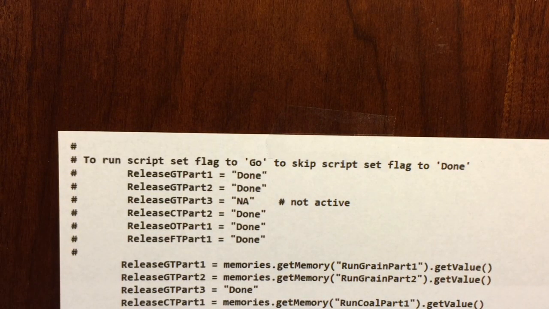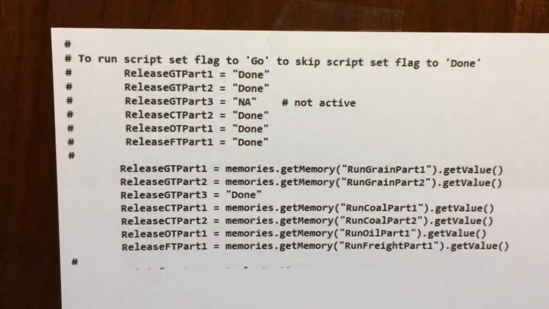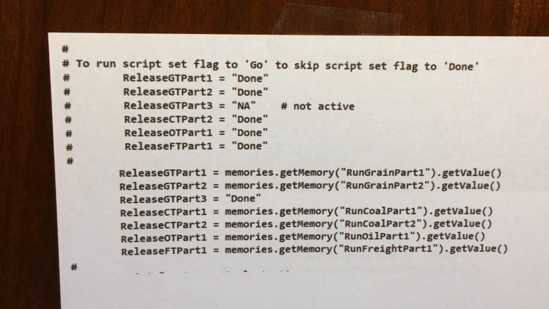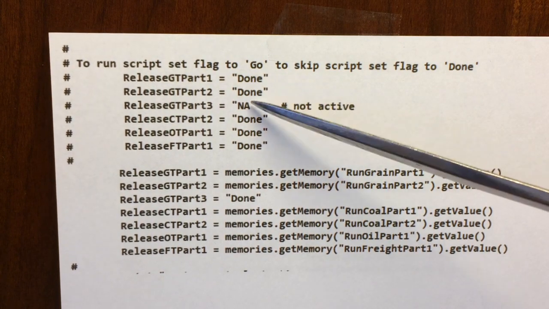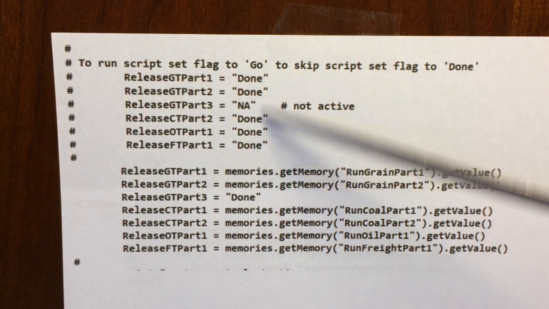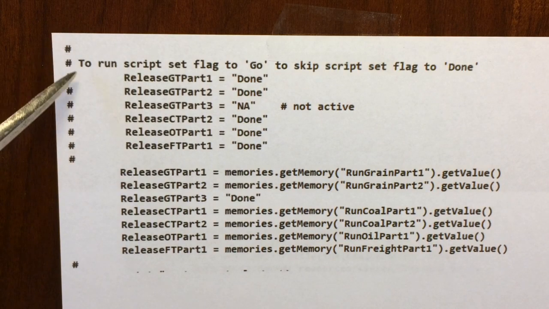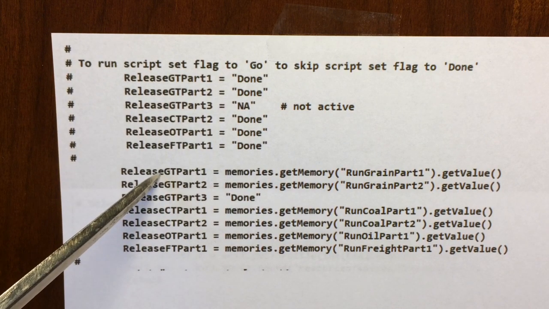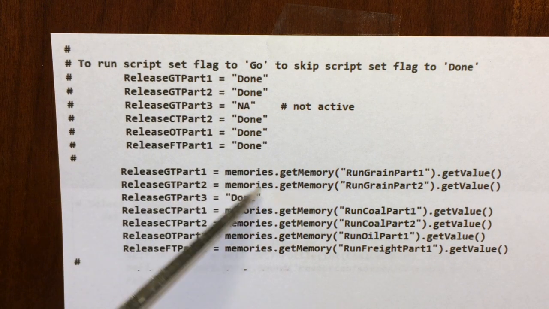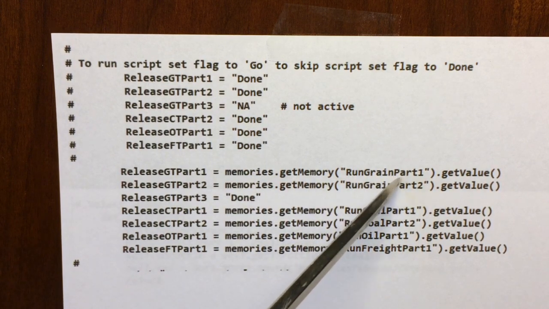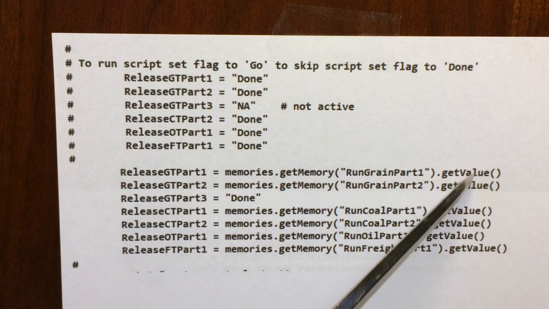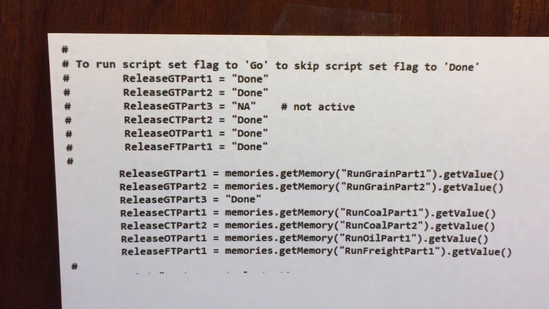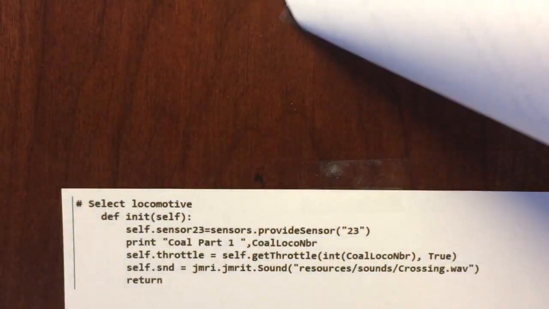I also want to tell my program whether to run these trains or not. In the past, I used to hard code whether to run them or not run them. Done means don't run them. Now these asterisks over here mean these are turned into comments now, so it ignores this stuff. Then on my commands to run or don't run, I get the memory variables for the run grain train part one or two and so forth, and then do the getValue. So that's how I pass the run or don't run into the main program from the memory tables.